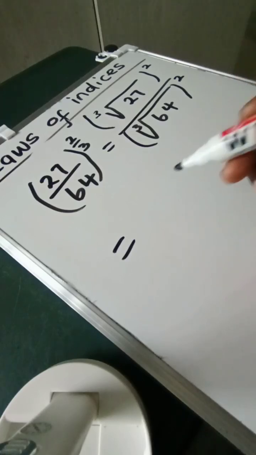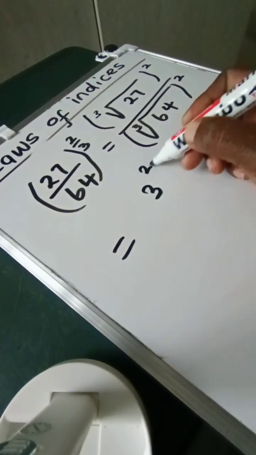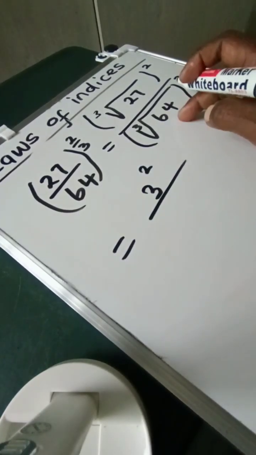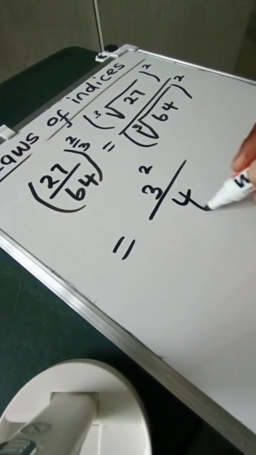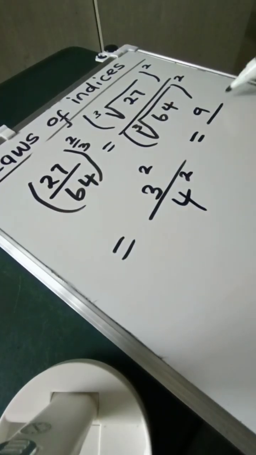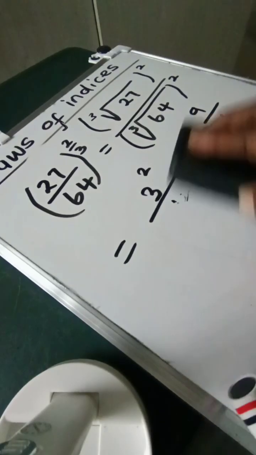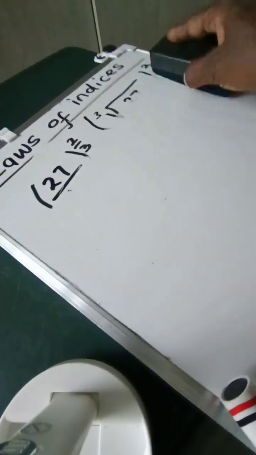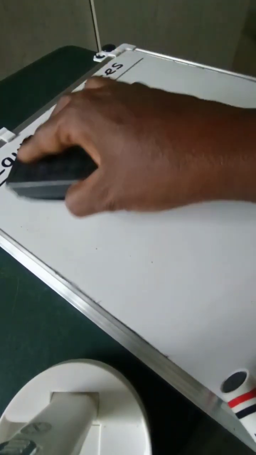The cube root of 27, that's 3 to the power of 2. And the cube root of 64, that's 4 to the power of 2. If you simplify it further, you end up having 9 over 16. Okay, let us have another quick example.